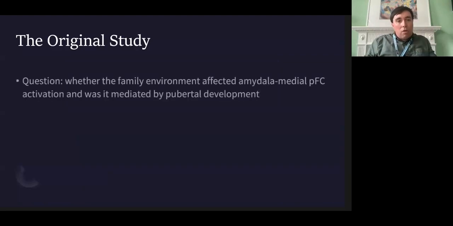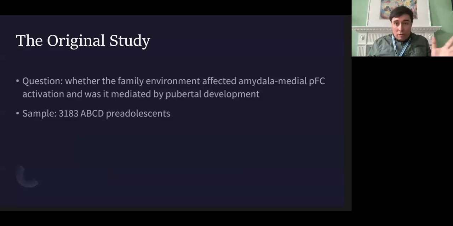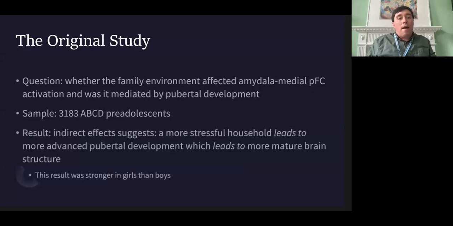So I'll just walk through it. The question they asked is whether the family environment affected amygdala and medial prefrontal cortex activation, and was it mediated, crucially, by pubertal development? Their method used the early wave, so not the full wave of the ABCD, the early wave of about 3,000 pre-adolescents. They found indirect effects, which suggests that more stressful households led to more advanced pubertal development that itself led to more mature brain structure. They found that this result was stronger in girls than boys.